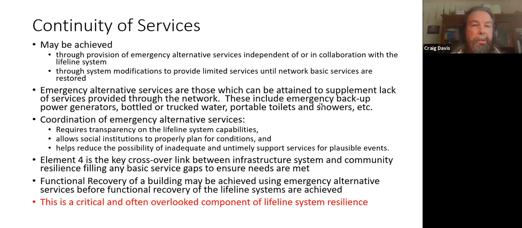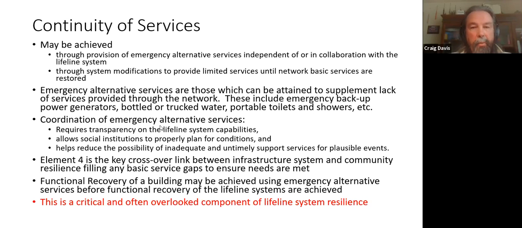So the continuity of services can be achieved in different ways. So two primary ways would be through the provision of emergency alternative services independent of or in collaboration with the lifeline system, or through system modification to provide limited services until the network basic services are restored. So I referred to emergency alternative services. In the second primary bullet, we describe what they are. Emergency alternative services are those which can be obtained to supplement the lack of services provided through bottled water, power generators, and so on, portable toilets, as I described earlier in the diagram.